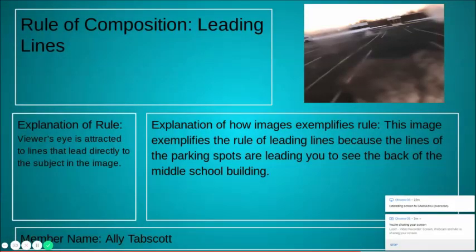Leading lines. The viewer's eyes are attracted to lines that lead directly to the subject in the image. This image exemplifies the rule of leading lines because the lines of the parking lot are leading you to see the back of the middle school building.